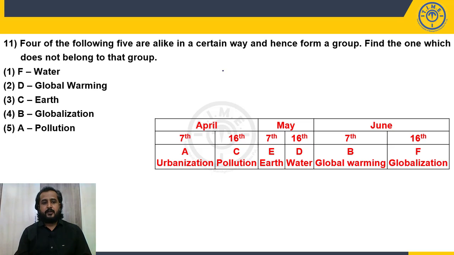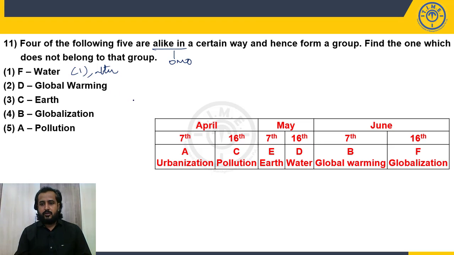4 of the following 5. Odd man out, you know, right? 4 of the following 5 is nothing but odd man out. F water. Is this correct? No. Okay, but what is the logic here? Between F and water, 1 gap. Okay, 1 gap, as well as you can say F is after water.